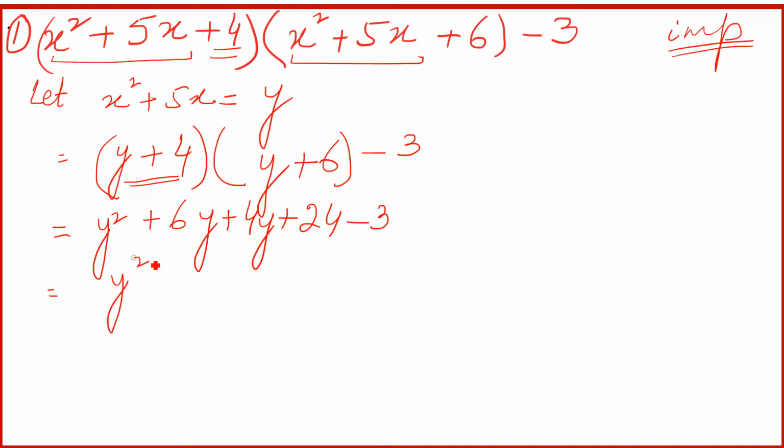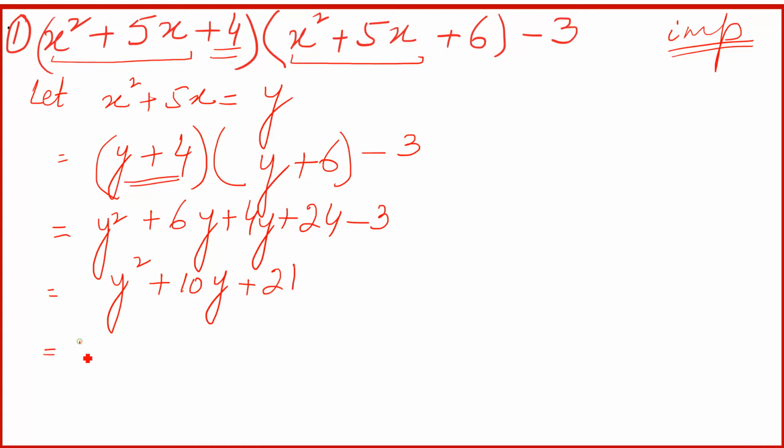So it is equal to y² + 10y + 21. See, 24 minus 3 equals 21. Now from here we will start another kind of factorization. First of all, we will see, is there anything we can take common? No. Can we make the square of the first term and last term? No, because the first term y² is a square, but we cannot make the square of 21.